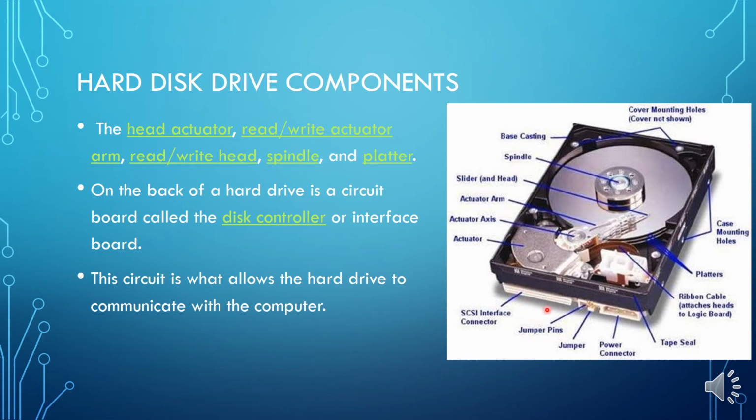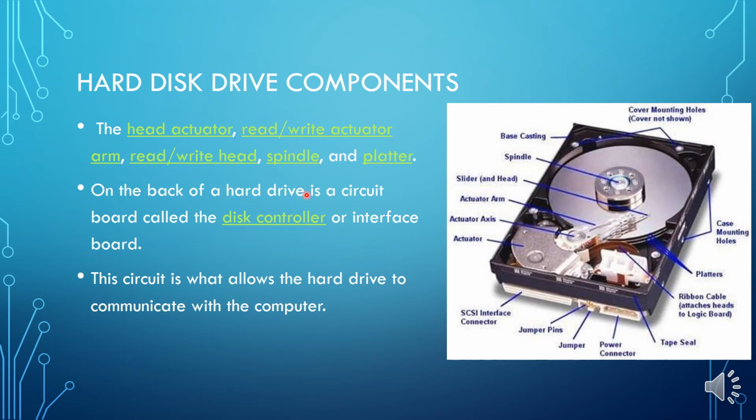Here it is showing SCSI interface, that is connector, jumper pins, power connectors, tape seal, ribbon cable attaches head to logic board, then case where everything is mounted, and cover mounting all holes. So leaving everything aside, the main important parts, or you can say components, are head actuator, then read or write actuator arm, then read write head, spindle, and platter.